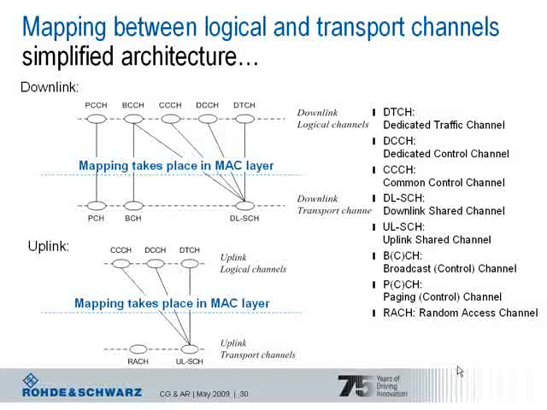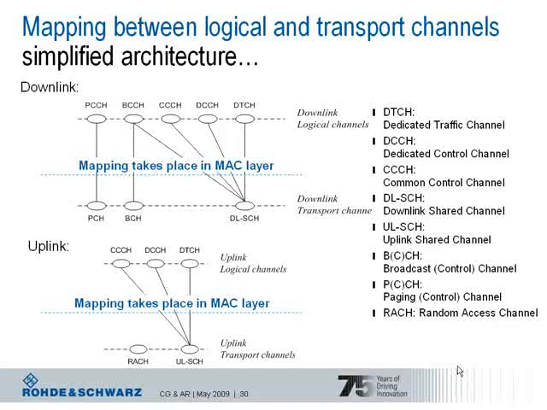On the uplink side, we also have the picture here. So that's showing that common control channel, dedicated control channel, and dedicated traffic channel as logical channels are mapped onto uplink shared channel. And there's also a random access channel defined as an uplink transport channel.